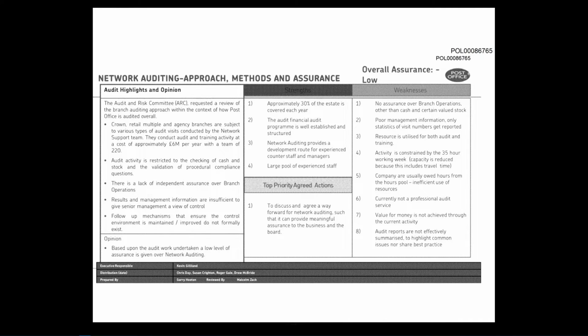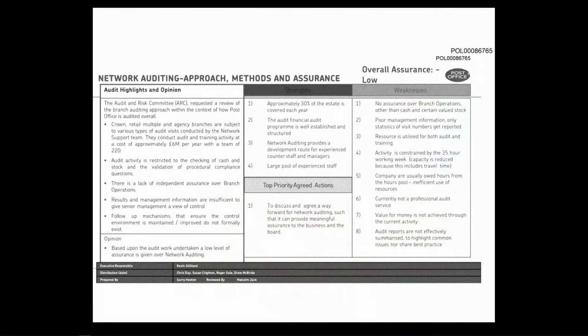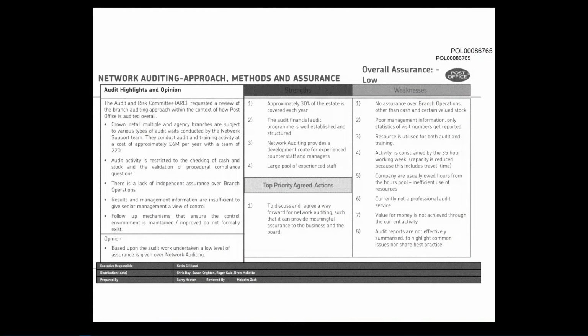I think, as I said earlier, across the board, there were challenges with a group of personnel who hadn't grown up with technology at their fingertips and were learning quite steeply in this learning curve. And if we look on the right-hand side under weaknesses, number 2, poor management information, only statistics of visit numbers get reported. Number 6, currently not a professional audit service. Are these concerns that you recognise at all?